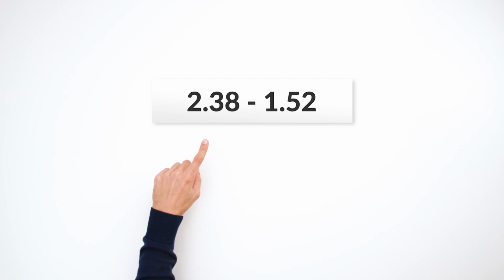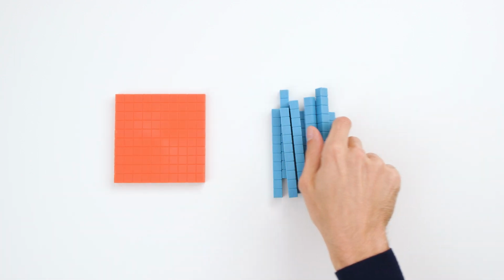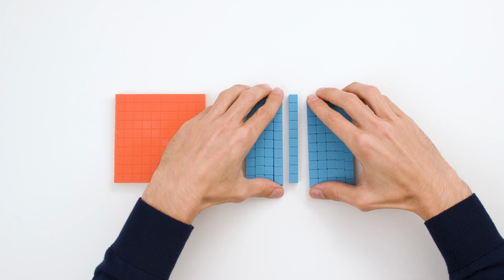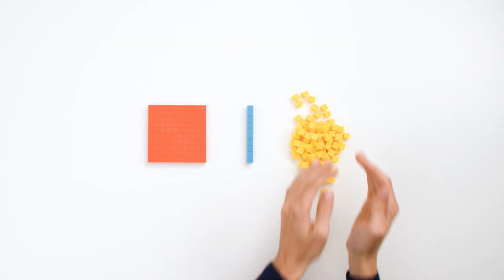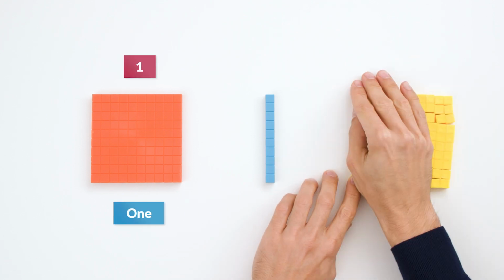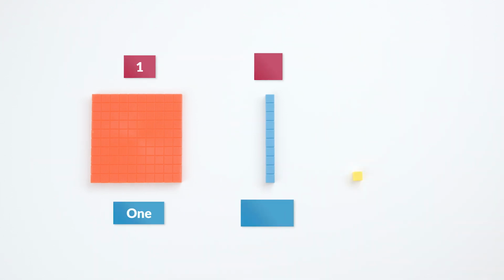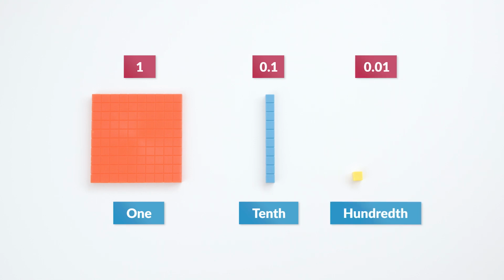Okay, here we have our subtraction problem: 2 and 38/100 minus 1 and 52/100. The base 10 blocks are a great concrete material for representing decimals because the sizes of the pieces are proportional, meaning the sizes of the pieces show the relationship between the place values. One flat represents 1, one rod represents 1/10, and one small cube represents 1/100.